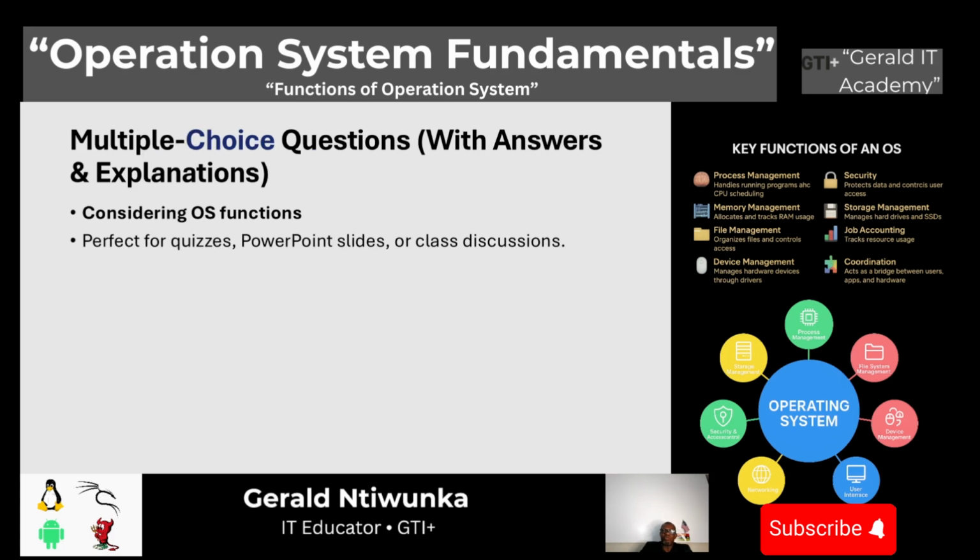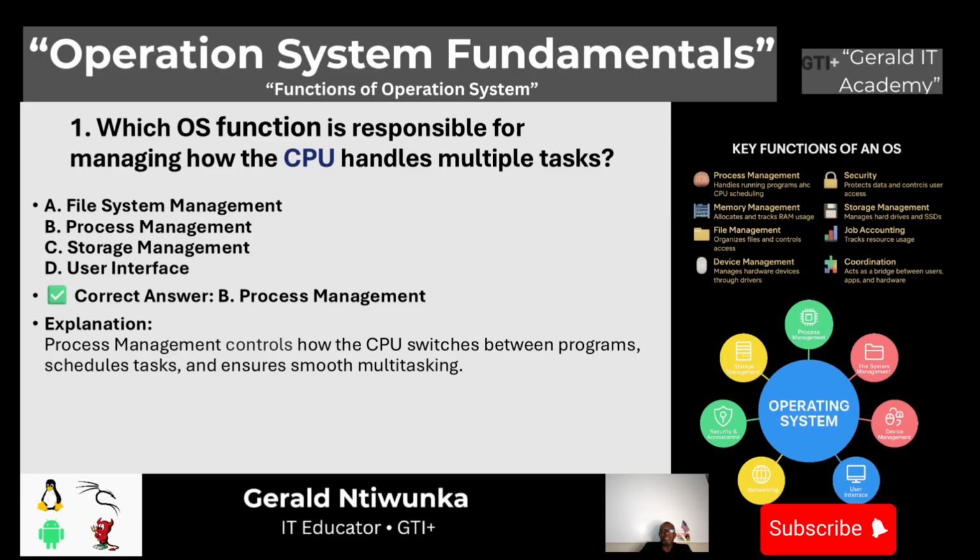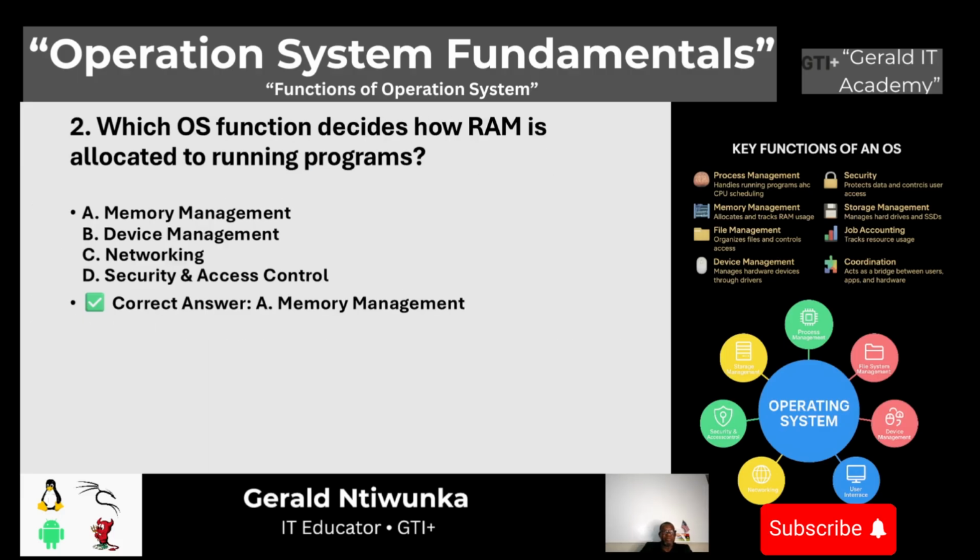We have multiple choice questions here. You go ahead and answer these questions. Follow them. Question 1 says, which operating system function is responsible for managing how the CPU handles multiple tasks? Read it and you see the answer and the explanations below. Number 2 says, which operating system function decides how RAM is allocated to running programs? We have the answer on the list.